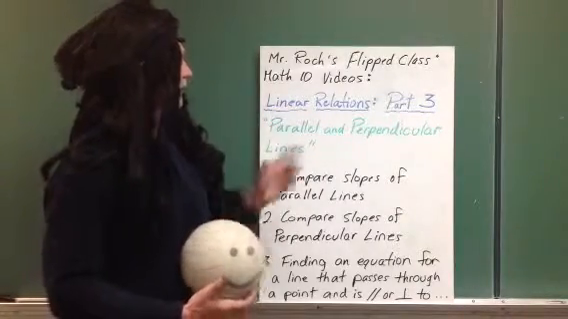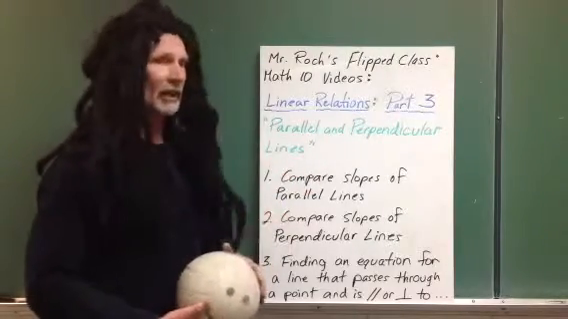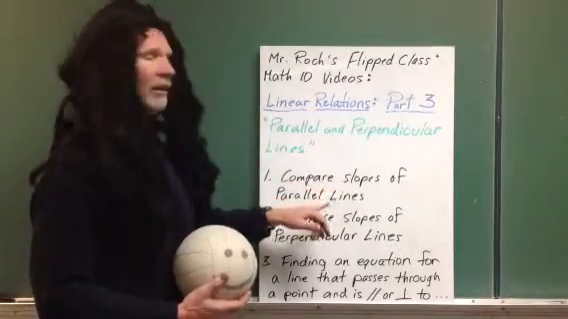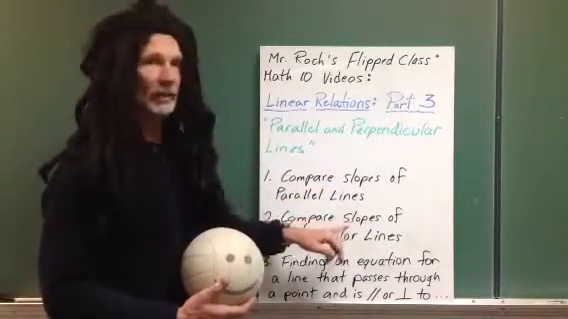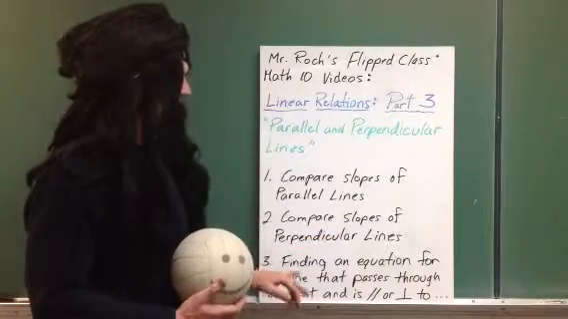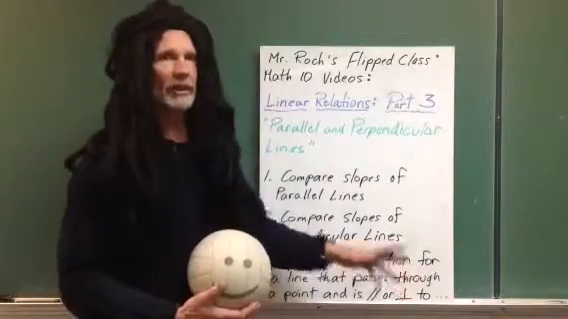We're going to do Linear Relations Part 3 today. Specifically, it's about parallel and perpendicular lines. In this section, we'll be comparing slopes of parallel lines, comparing slopes of perpendicular lines, and finding an equation of a line that passes through a given point and is either parallel or perpendicular to some other line.